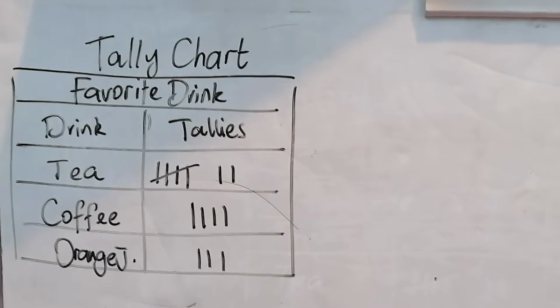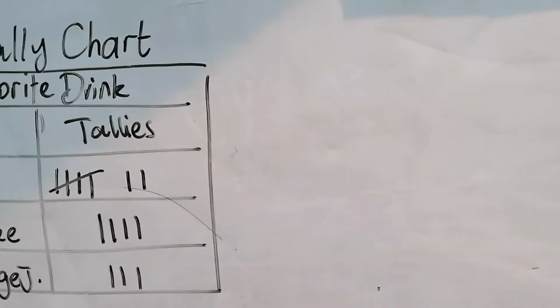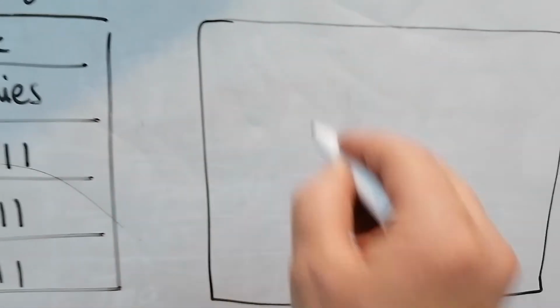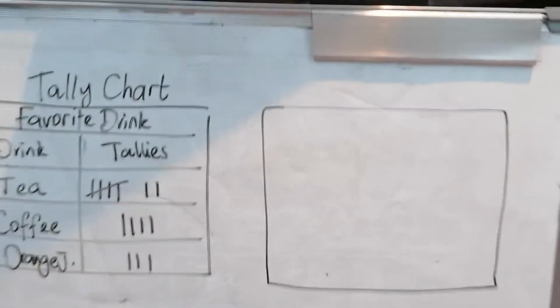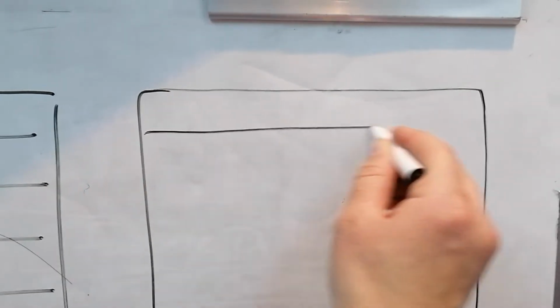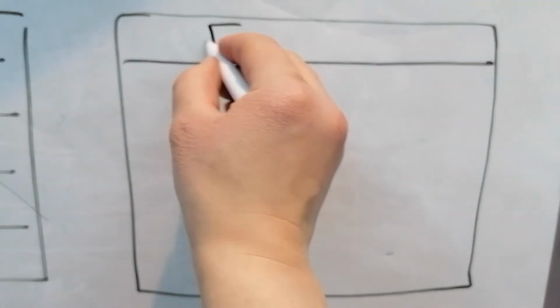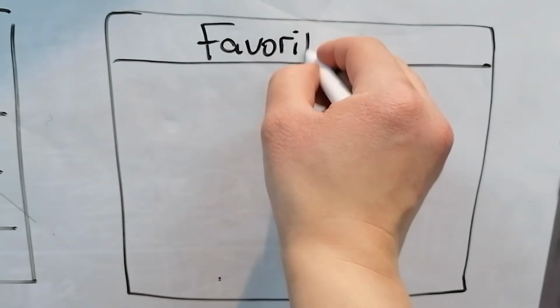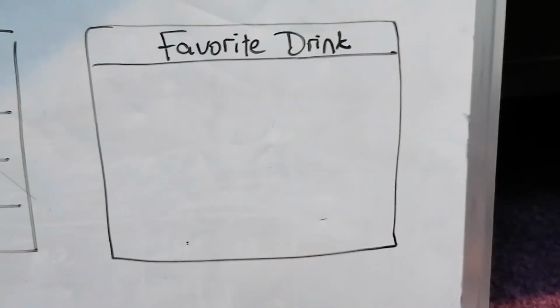There's another way that we could use to record the data, and that's called a frequency table. So on this side, I'm going to draw the exact same chart as before. Remember, before we had this big rectangle, and I told you we need a title. Again, I'm going to give this chart a title. Here, I will write favorite drink, which is the drink that everyone chose.